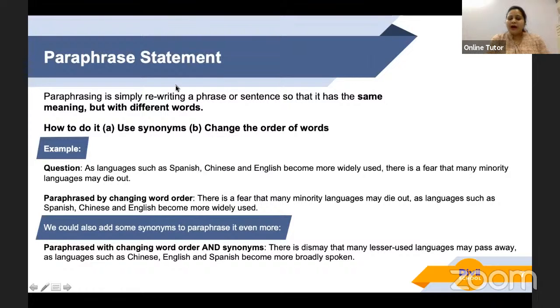Okay, paraphrase statement. Paraphrasing is simply rewriting a phrase or a sentence so that it means the same but uses different words.